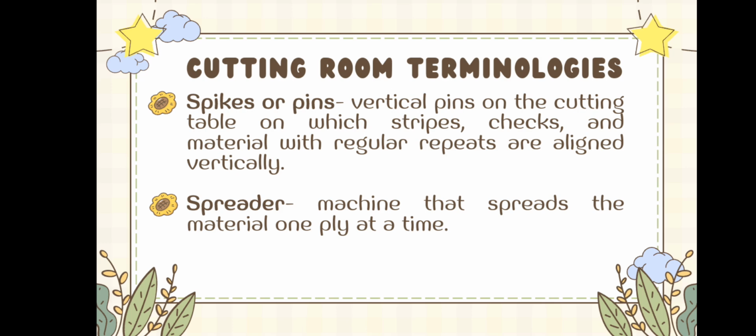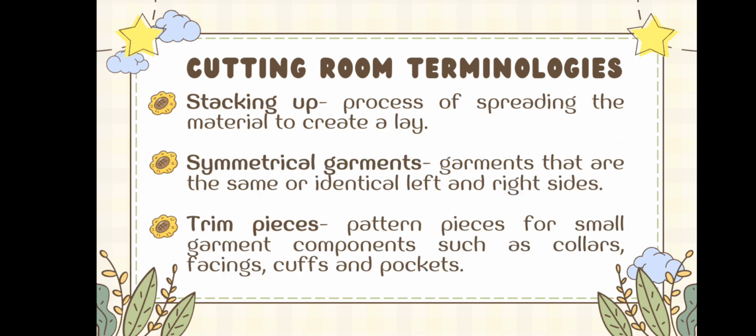So next, spreader. This is a machine that spreads the material one ply at a time. So we have seen this before in the factory, they have a spreader. So next we have stacking up. This is a process of spreading the material to create a lay.